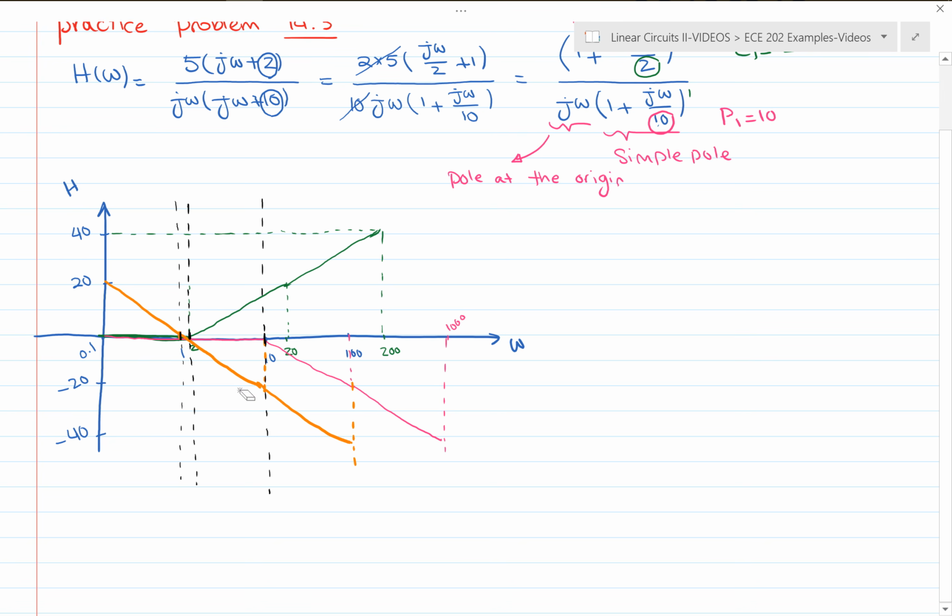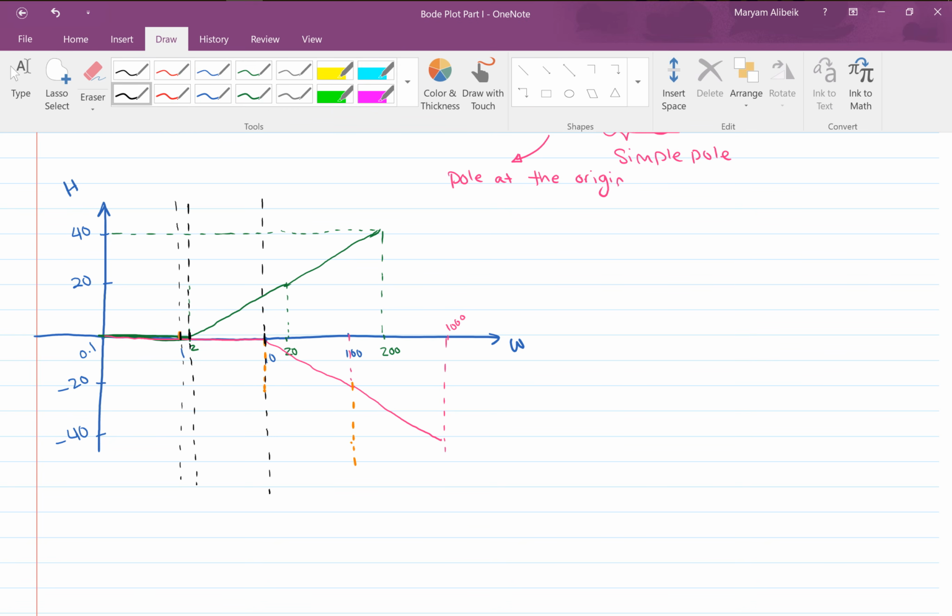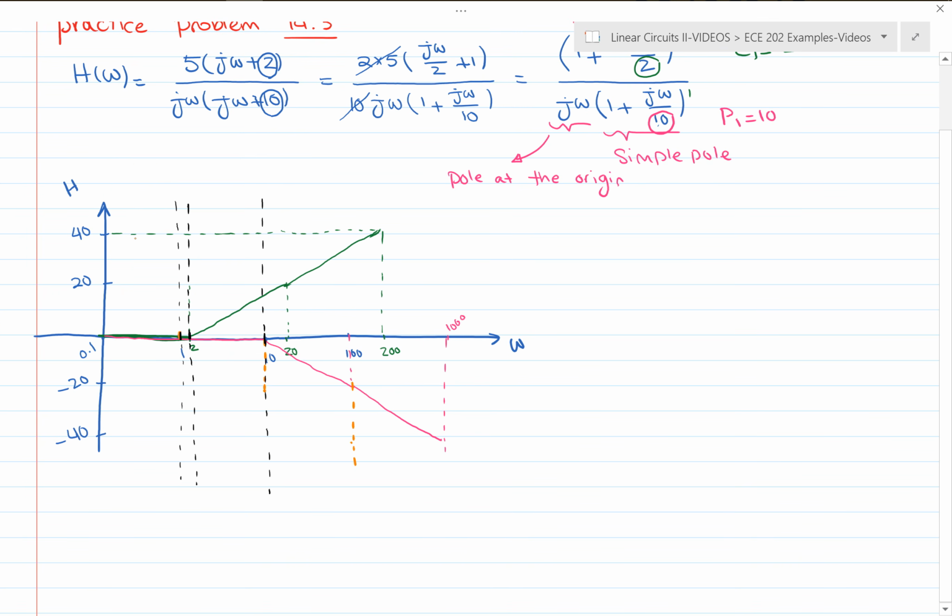And let me change this plot here. It's a little too thick, so I get confused. Let me change it.